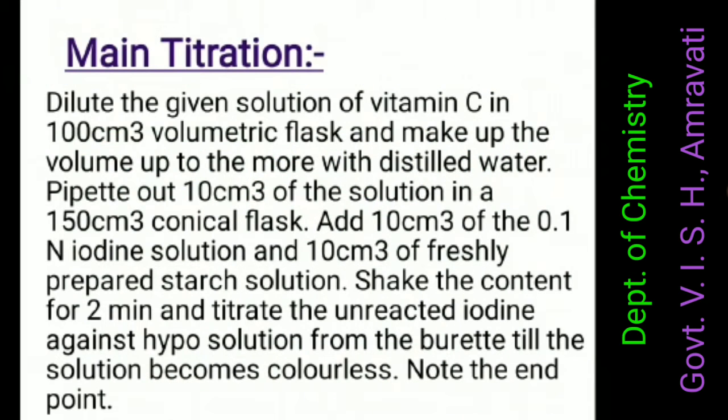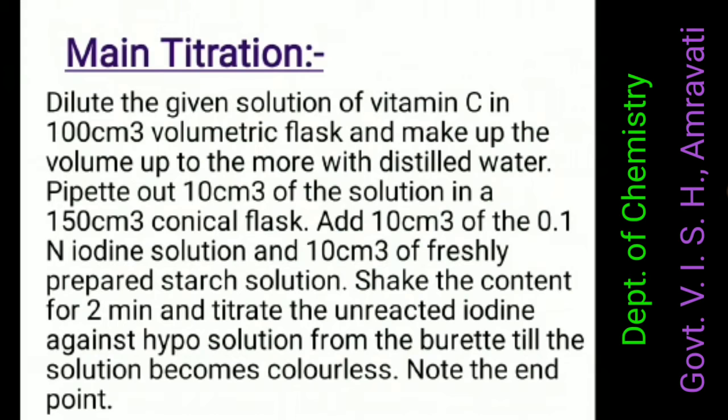After that, the next is the main titration. In the main titration, we will see how to do it. Dilute the given solution of vitamin C in a 100 ml volumetric flask and make up the volume with distilled water. That means you will have to take the solution of vitamin C in a 100 ml volumetric flask and make up the volume with distilled water. After that, pipette out 10 ml of the solution into a 150 ml conical flask.